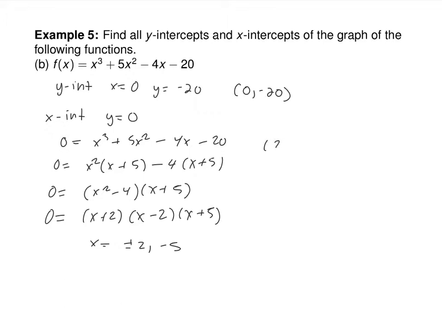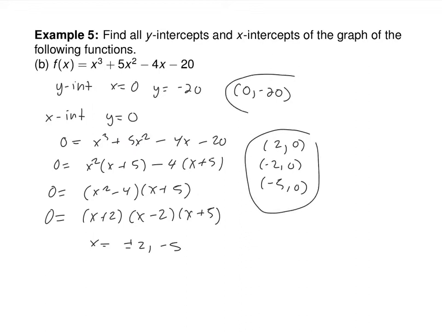So did you get (2, 0), (-2, 0), and (-5, 0)? Yes. Yeah, okay. If you were to graph this picture, would your function cross the axis or just touch it and turn around at those zeros? It'd cross because the power on each of them is 1. Okay.